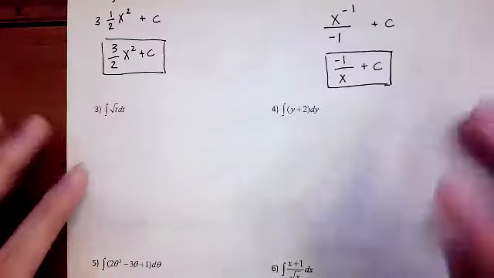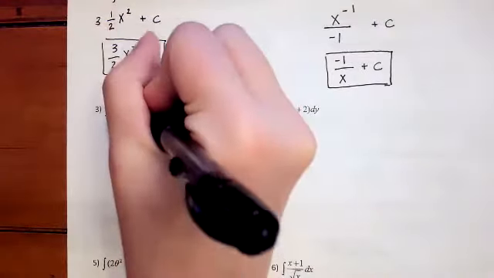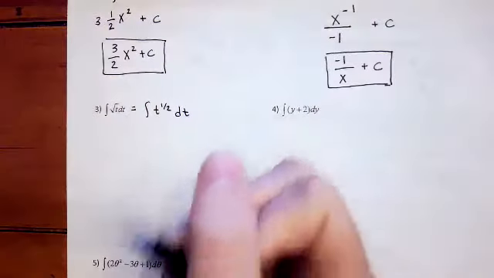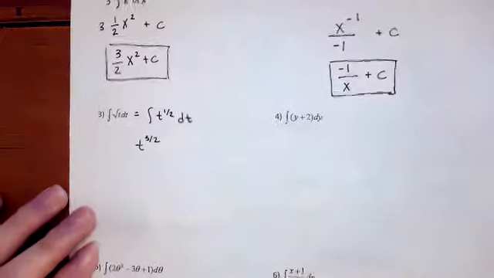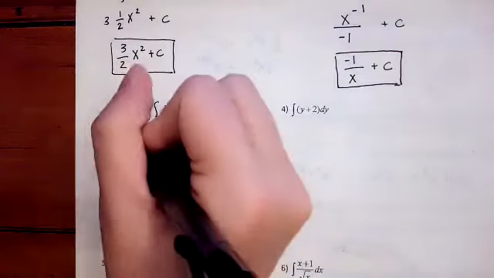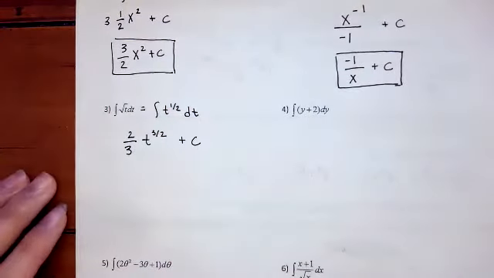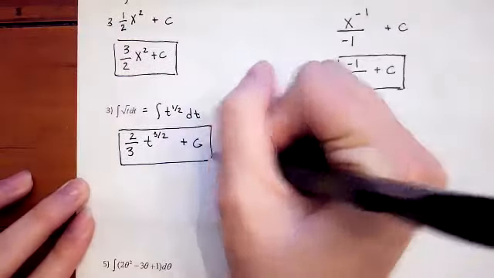Okay. Our third example, we have radical t. So we can rewrite this as t to the 1/2 dt. Again, I add 1 to my power. So I have t to the 3/2, and I multiply by the reciprocal of my new power. And there's our answer.